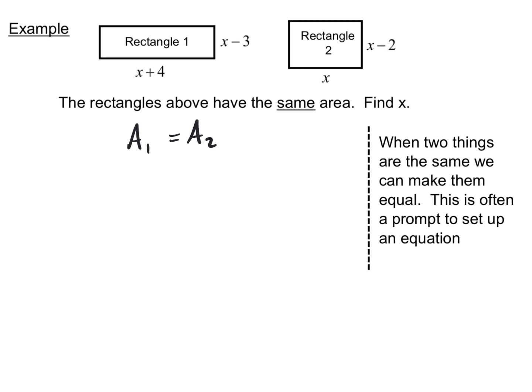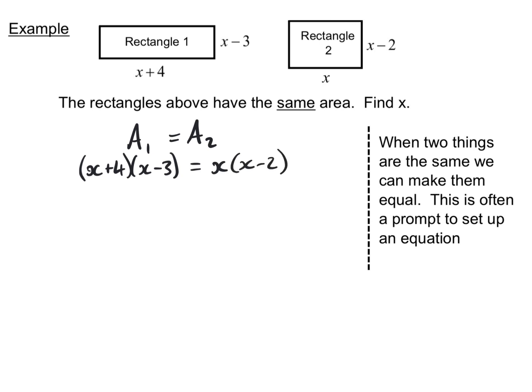Now, the area of a rectangle formula is length times breadth. Now the length is x plus 4 and the breadth is x minus 3, so length times breadth would look like this: x plus 4 multiplied by x minus 3. And over at the other side, length times breadth is x multiplied by x minus 2 for this area. So x, bracket, x minus 2.